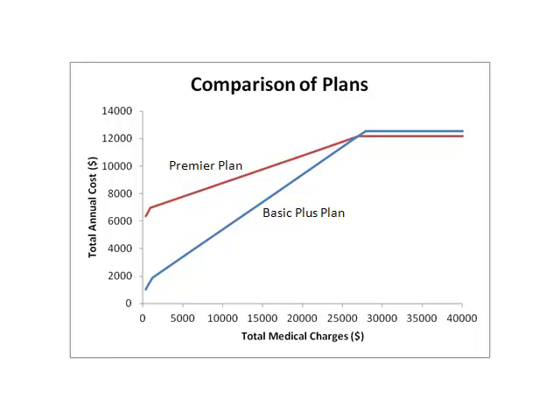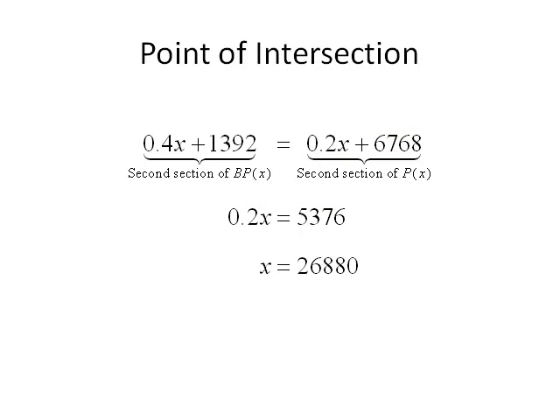Graphing these functions together gives us a complete picture of these two plans. The point of intersection gives us the level of medical charges where the total annual medical cost is equal. This occurs in the second segment for each plan. Setting the functions for these segments equal gives us a charge of $26,880.